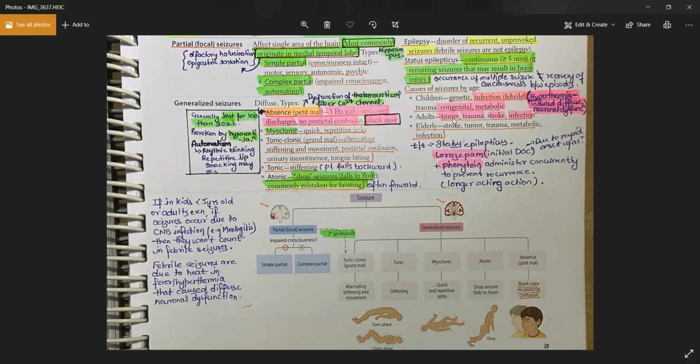In adults, it could be a tumor, a trauma, a stroke, or an infection, and that's why you always need to perform an MRI of the patient. In the elderly, it could be a stroke, trauma, tumor, metabolic causes, and infections. And depending upon the cause, now you need to treat the patient.